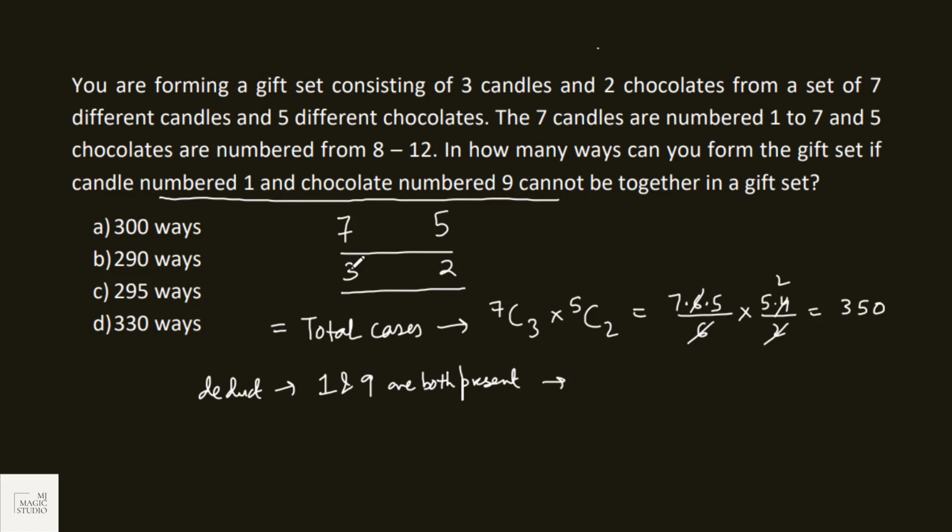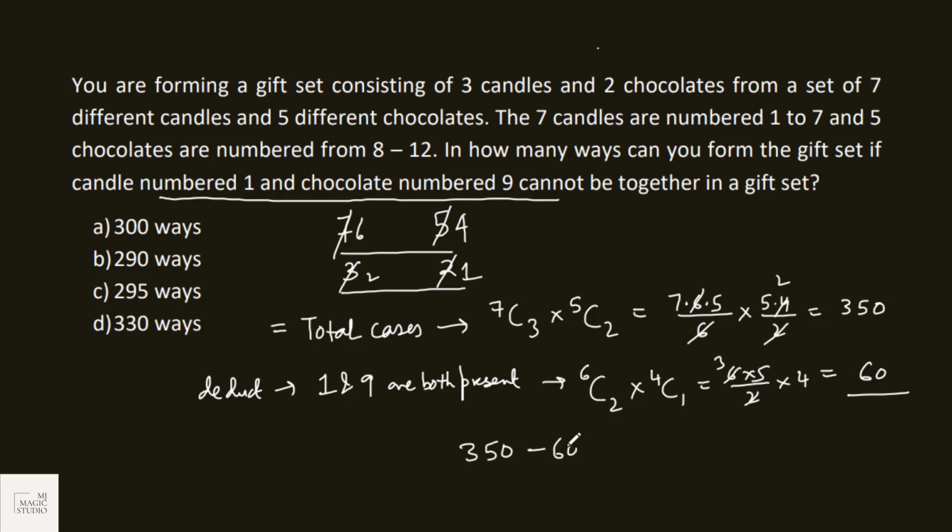If candle number 1 is already present, already taken up, that means we are left with only 6 candles, out of which we need to choose 2 candles now in 6C2 ways. And if chocolate number 9 is present, we are left with only 4 chocolates and we need to choose 1 from it into 4C1. 6C2 is 6 into 5 by 2 and 4C1 is 4, that is 3, and this gives us 60. Final answer is 350 minus 60, that is 290.